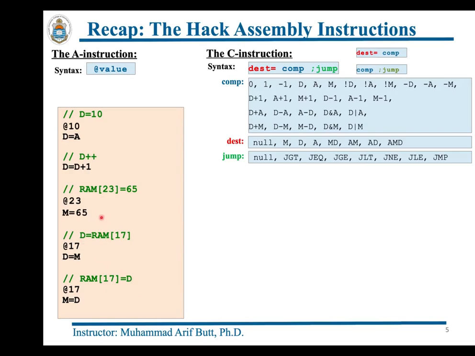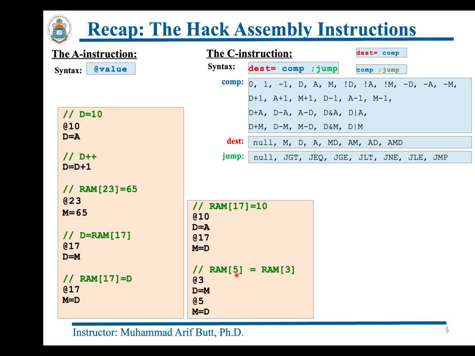Note that in these three examples, A register is used as the address register. Well, this example over here writes an integer constant 10 at RAM address 17. Note that over here in the first two instructions, the A register is used as a data register, and in the next two instructions, the A register is used as an address register.